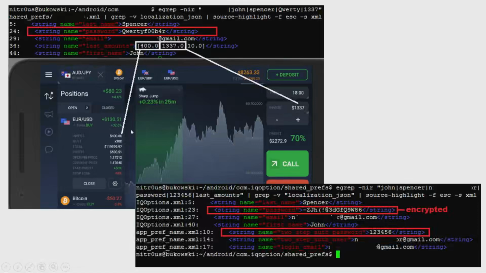This is IQ Option. I reported this one last year. This is a clear text password. They fixed it. Now the password is encrypted. But when you enable two-factor authentication for an extra layer of security, I don't know, for some reason, they are storing the clear text password again.